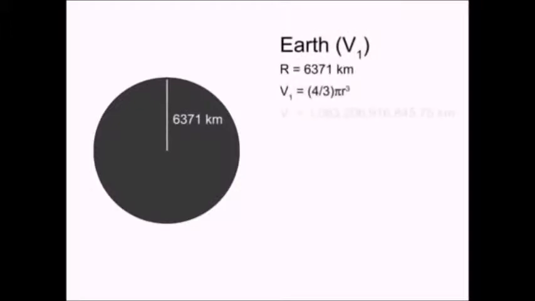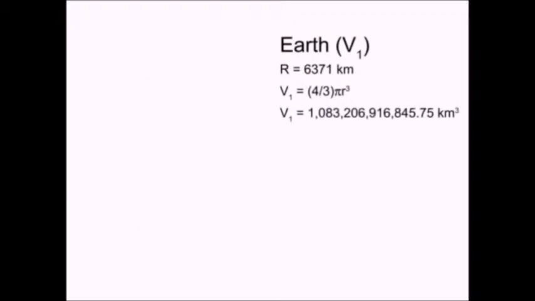Our planet has an average radius of 6,371 kilometers. Using this value, we can determine the volume of the Earth, which we will call V1.